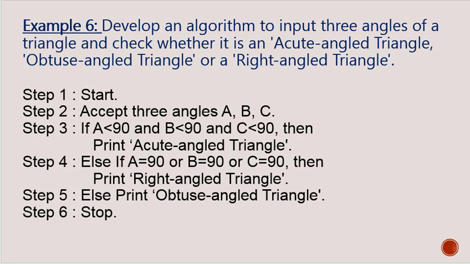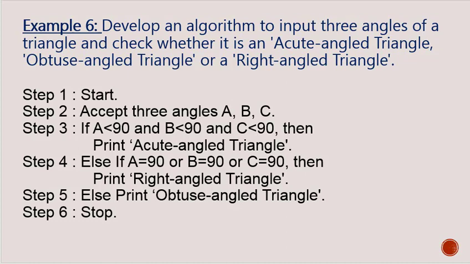In our sixth example, we are developing an algorithm to input three angles of a triangle, and we are checking whether the triangle is an acute angle triangle, obtuse angle triangle, or a right angle triangle. So step 1, beginning of the algorithm, we are writing the keyword start. Step 2, we are accepting three angles of the triangle and storing them in three different variables named A, B and C.